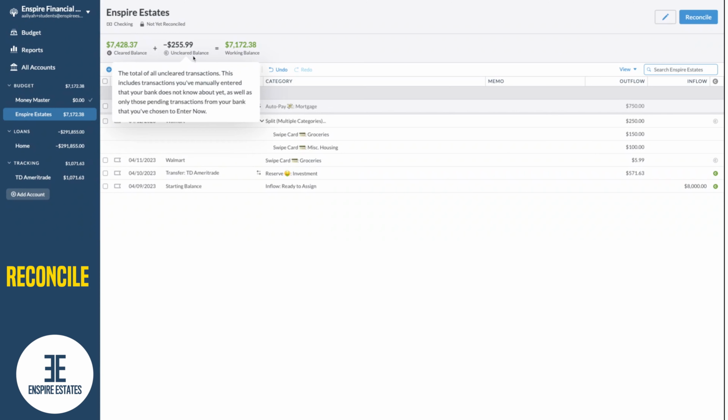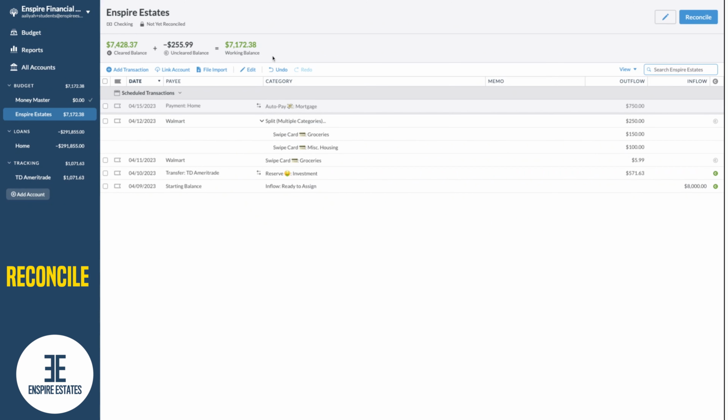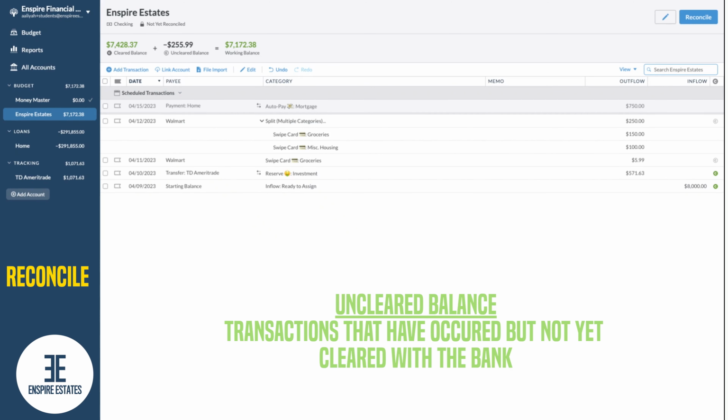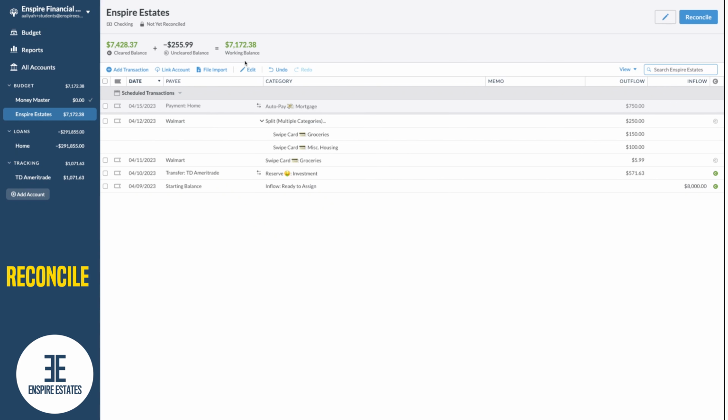Now you'll notice here on the left hand side of the screen are three different numbers. We have our cleared balance, our uncleared balance, and our working balance. Our cleared balance is the balance that we identified as consistent with our bank account prior to our last reconciliation. Our uncleared balance represents the transactions that have occurred but have not yet cleared with your bank.